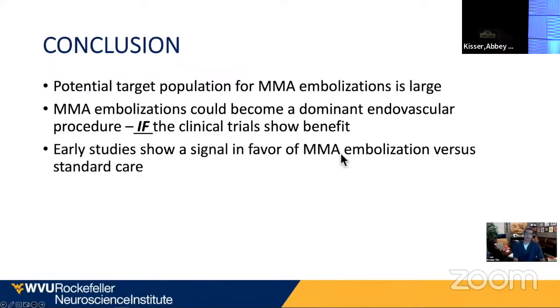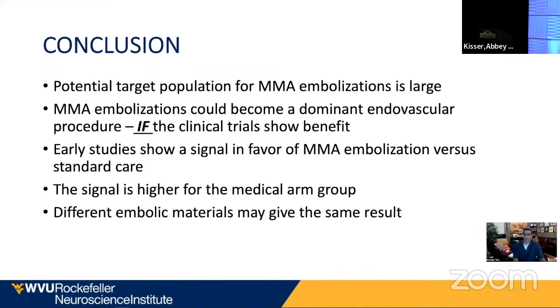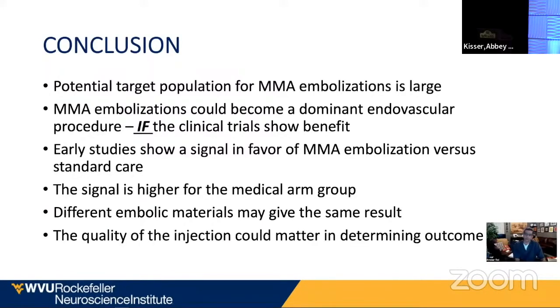Early data shows some signal in favor of MMA embolization. The signal is certainly higher for the medical arm group because with less invasive techniques such as a subdural drain, evacuation of these hematomas is a great way to minimize the burden of the disease. Different embolic material may give the same result. We don't know that. We have to wait for the trials to conclude. And the quality of injection could also determine outcomes, and that all will be teased out as these trials conclude and we find out A, if there is a significant benefit of this treatment, and B, what kind of injection, whether unilateral, bilateral, what kind of material may help.